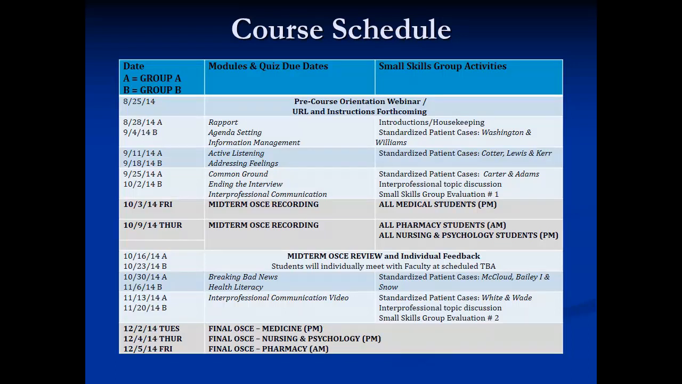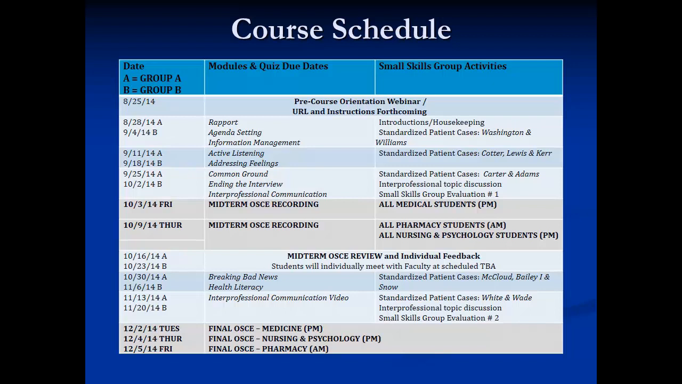I want to have you go back up to near the top of this schedule and look under the column that says modules and quiz due dates. If you see here listed, for example, on August the 28th for Group A or September the 4th for Group B, you'll see that rapport, agenda setting, and information management modules and quizzes will be due prior to you meeting with your small skills group. Now the quizzes that are due will be completed online via D2L. And again, I want to emphasize these quizzes must be completed prior to meeting in your small skills group.